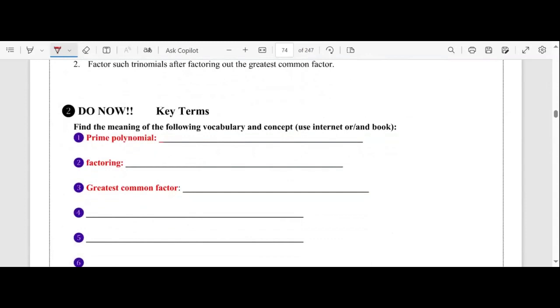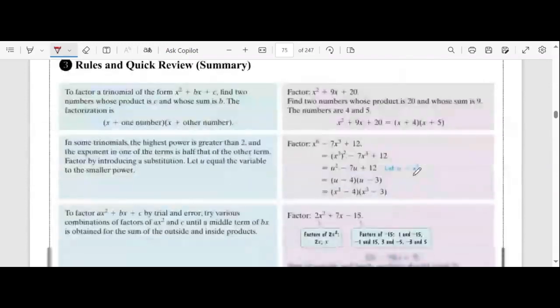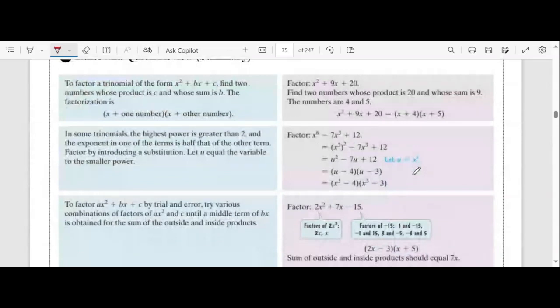Vocabulary. Find the meaning of the following vocabulary and concepts. Use the internet and the book. All right, this is like a summary, okay? Let's take a look at the summary.